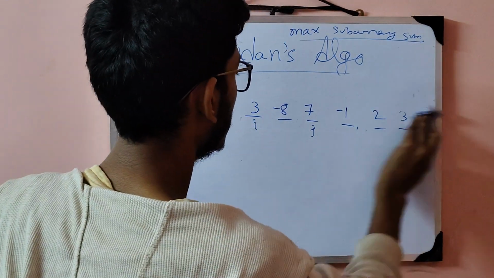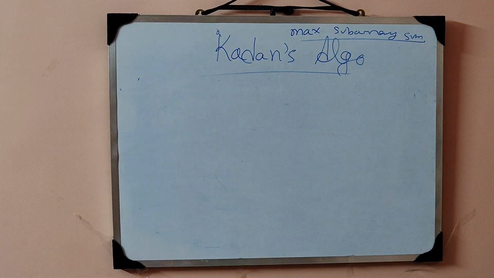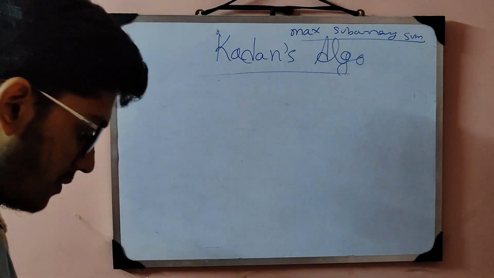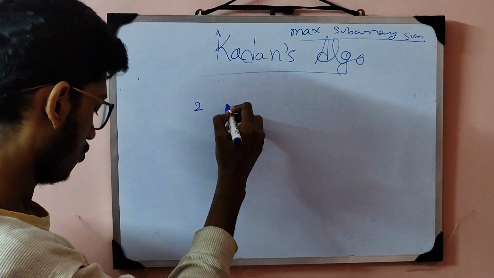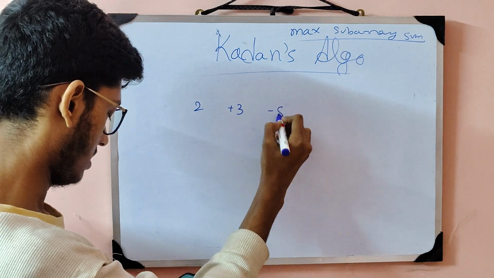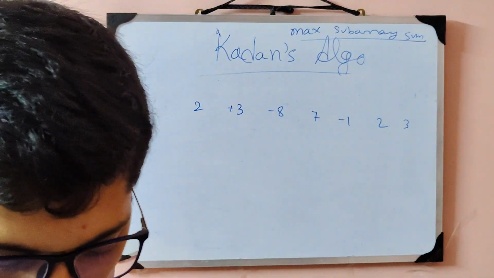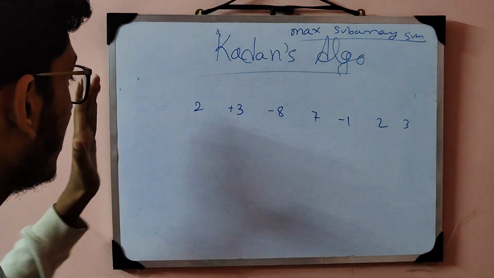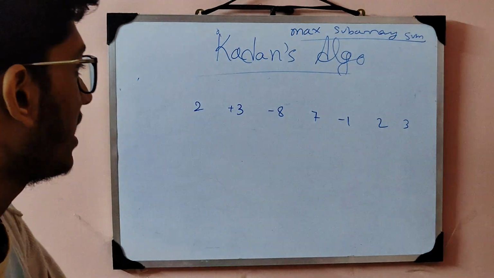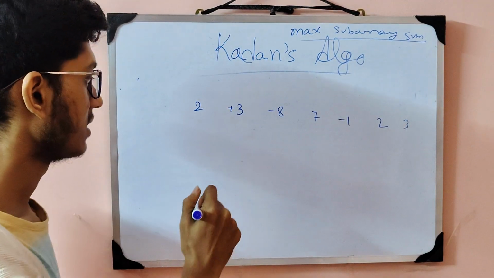So what the topic says, our array is 2, 3, minus 8, 7, minus 1, 2, 3. Okay, so I will make a dry run, and understanding the dry run, you will get the concept of Kadane's algorithm and how it works.